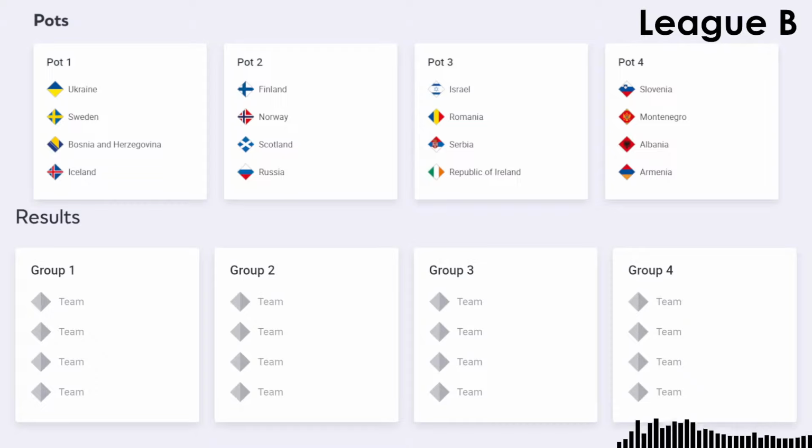Pot 4, Armenia joined Group 1. League B's Group 1, Armenia joined Group 1. Albania joined Group 2. Group B's 2.